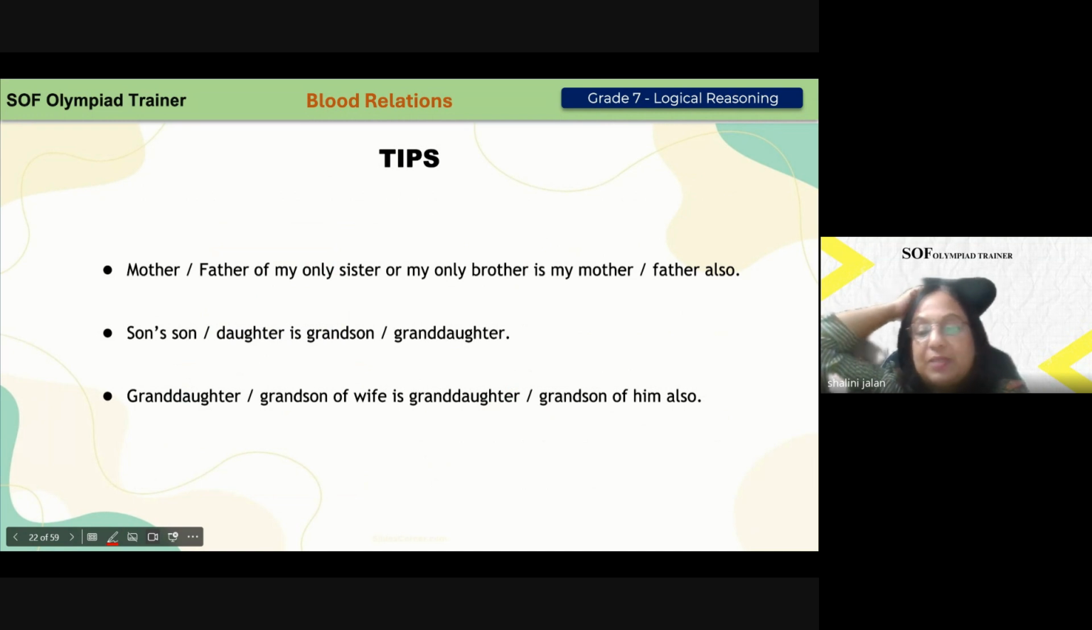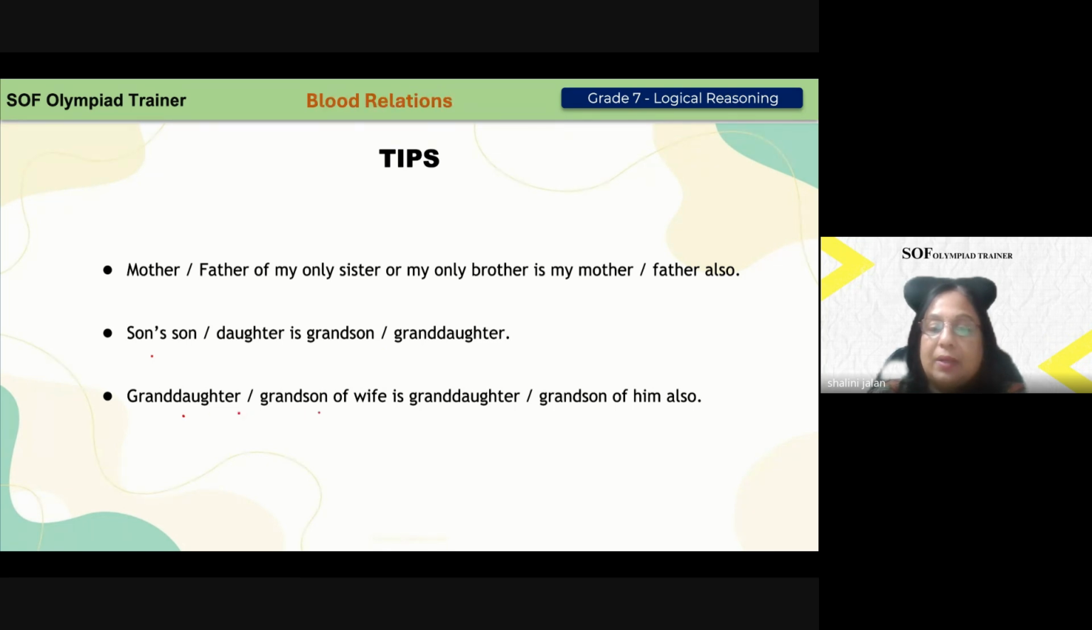So a few more tips here. The mother and father of my only sister or my only brother is my mother and father also, right? If I'm having just one sister or one brother, then the mother and father of that sister or that brother will also be my mother and father. Son's son or daughter is the grandson. My son's son will be grandson to me. The daughter of my son will be granddaughter to me.